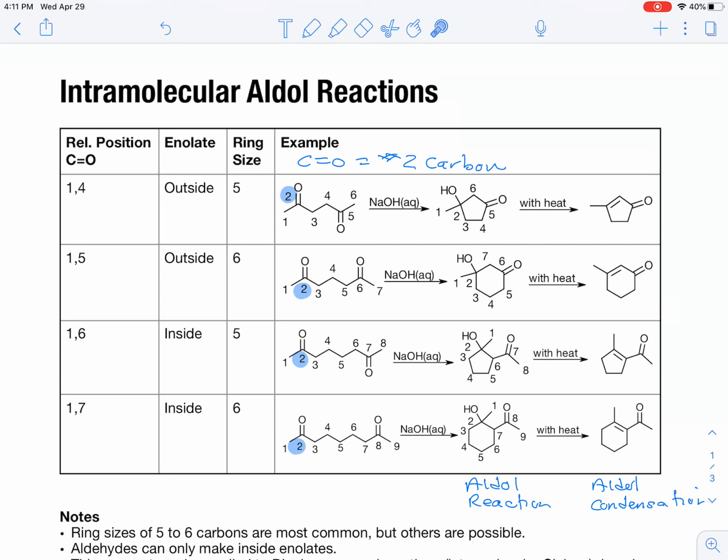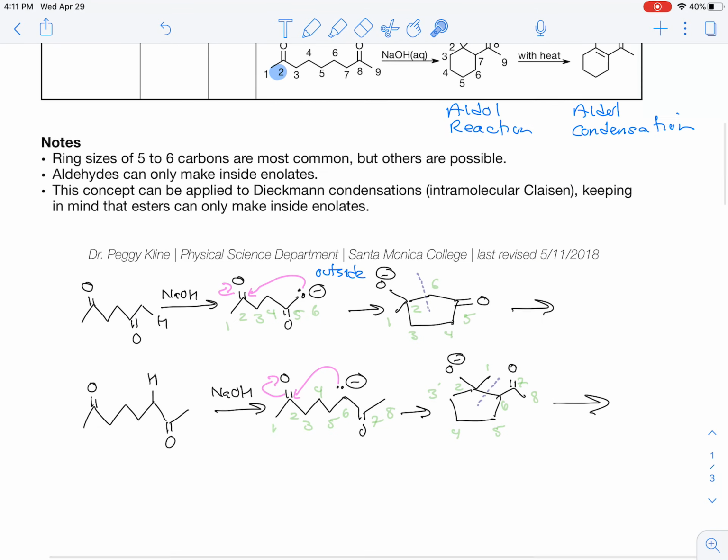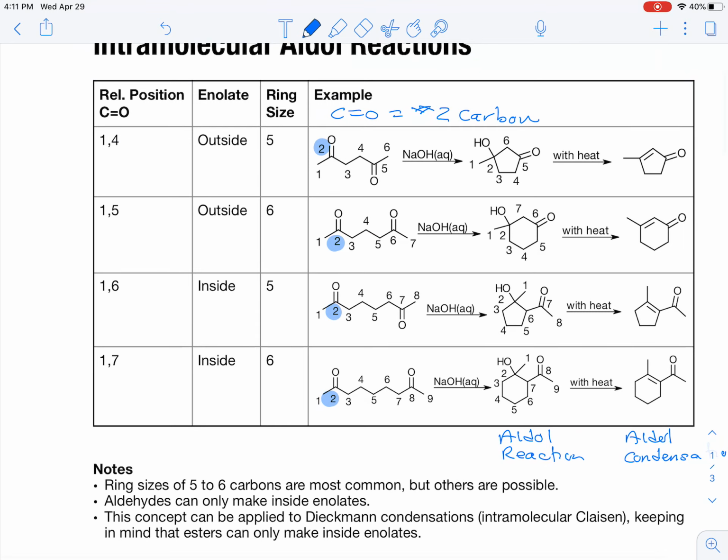So just looking at the examples, I showed you the 1,4 and the 1,5, the 1,4 and the 1,6 dicarbonyls below, because I wanted to show you one outside and one inside. So if you have a 1,5 dicarbonyl compound, so 1, 2, 3, 4, 5 carbons apart, again, we technically have 2 choices.